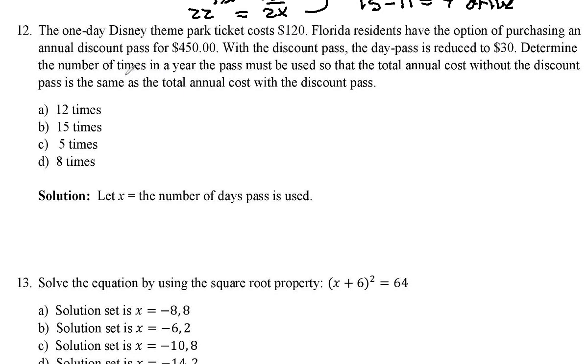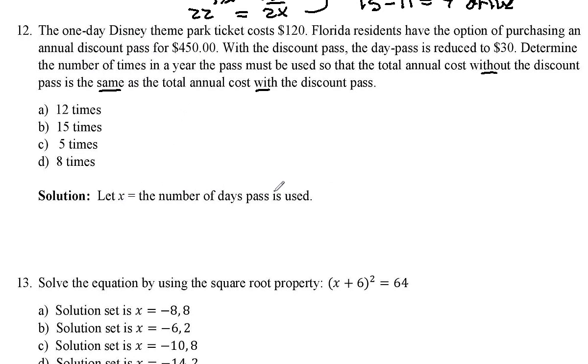Determine the number of times per year that the pass must be used so the total annual cost without the discount is the same as the total annual cost with the discount. So without, same as with. So we need to have an unknown here, and that's what they're asking us to find, the number of times a year that the pass is used. So let x equal the number of days that your annual pass is used.